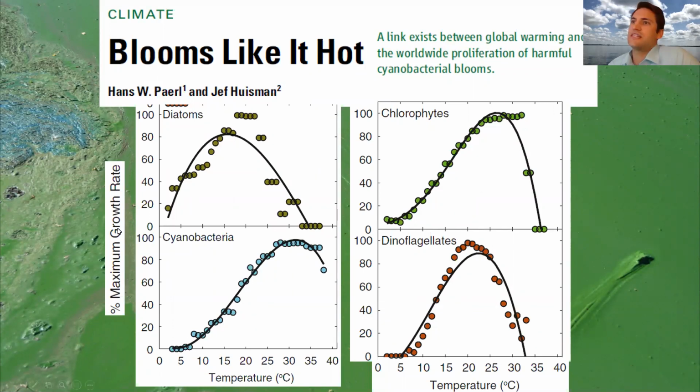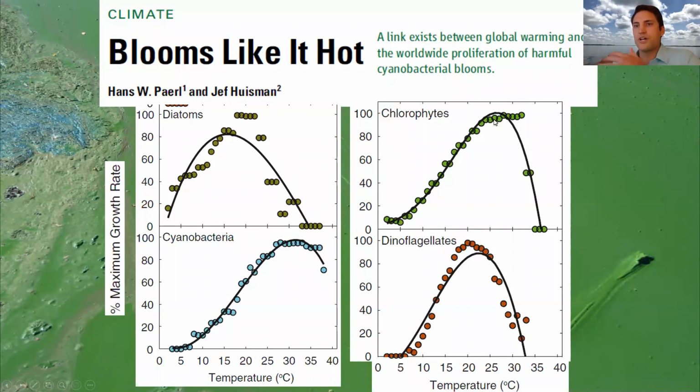Here you can see on the y-axis, we have the percent of maximum growth rate, with 100 being where you grow the best. And you have that versus temperature. You have 4 of those 6 major groups that I showed at the beginning. And what this shows is when it gets hot, over 25 or 30 degrees centigrade, there's really only 2 groups, cyanobacteria and these green algae or chlorophytes, that can compete.